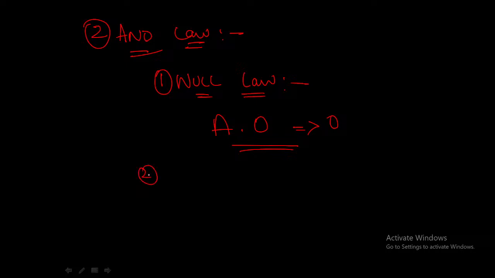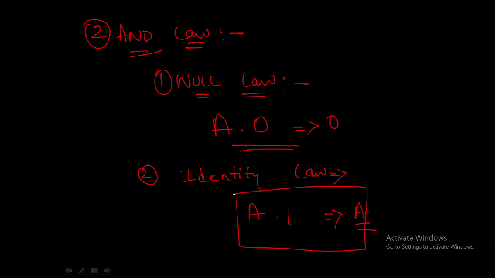And we have one more law, which is called identity law, where if we multiply any variable with 1, we get the same variable. That is, A dot 1 is equal to A. Next, if we multiply two identical variables, let's say A dot A or B dot B, we will get the same variable. A dot A is equal to A, or B dot B is equal to B.